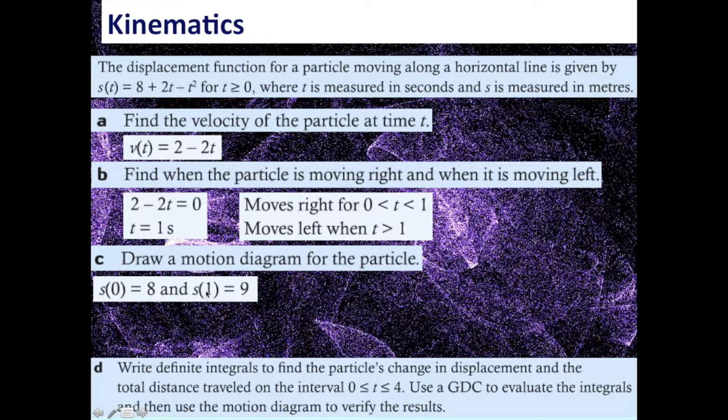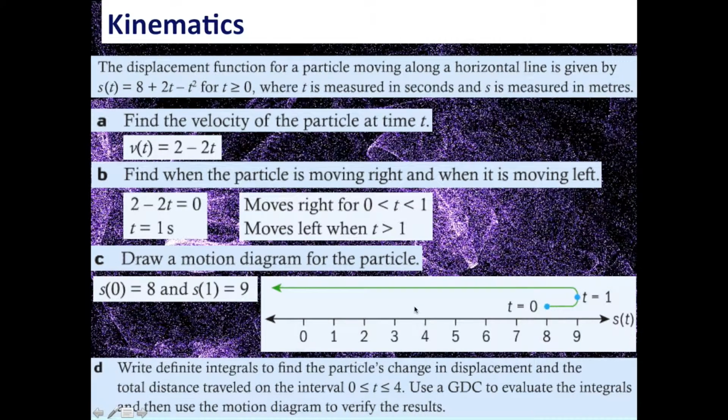So after 1 second, it is 9 meters to the right of the origin, and we can then put that on the motion diagram. So we started here at time equals 0, 8 units to the right of the origin, 1 second later we're here, and we know it then changes direction.